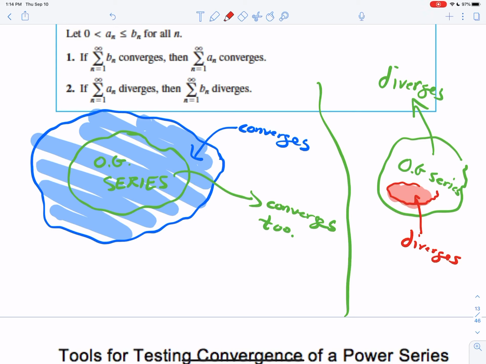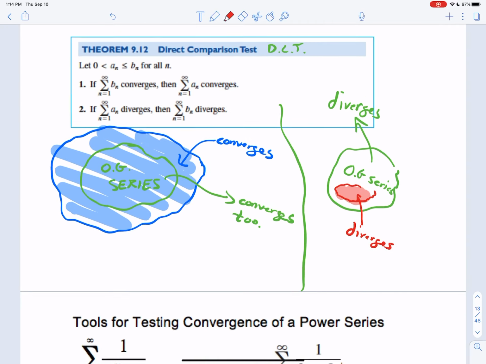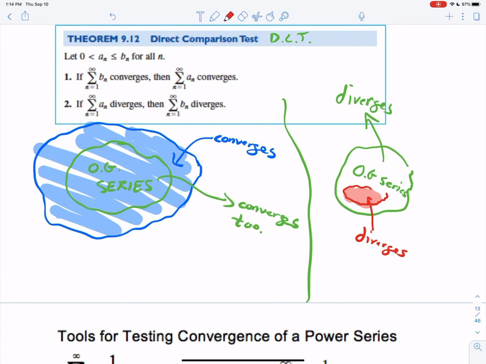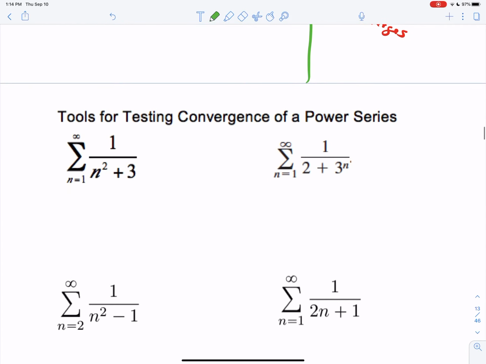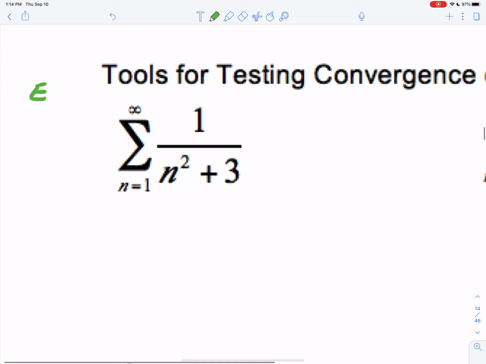Okay? Let's put it to the test here. It's okay if you got to replay this a couple times, but it might make more sense once we do an actual problem. So here we go. Here's example 1. Write it down. Part A.